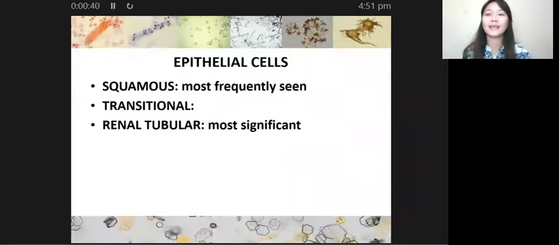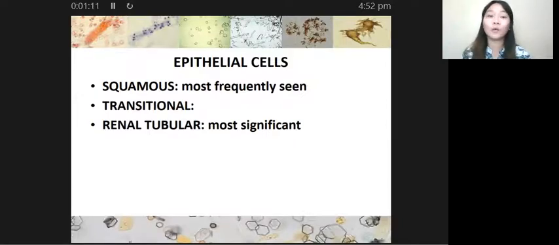Okay, so this is the second part of the microscopic urinalysis proper, as part of our discussion. And again, for this part, nasa organized sediments pa rin po tayo. So we are done with cells that originate from the blood, or yung mga tinatawag nating cells of hematogenous origin, which in particular are your red blood cells and your white blood cells.